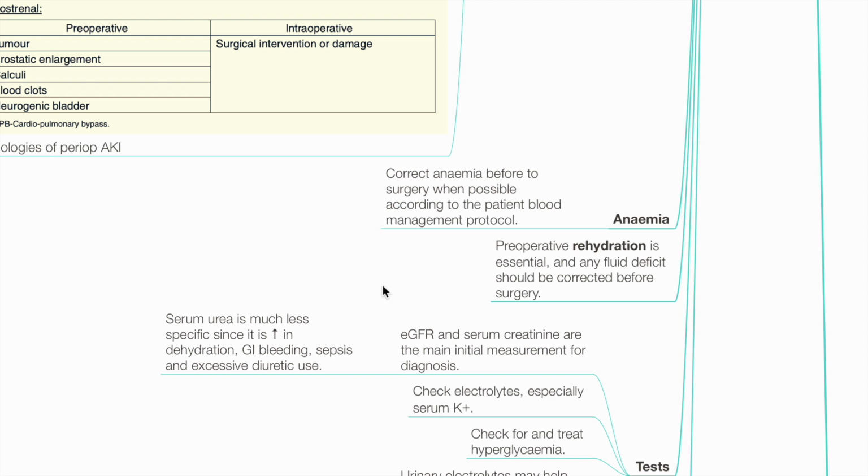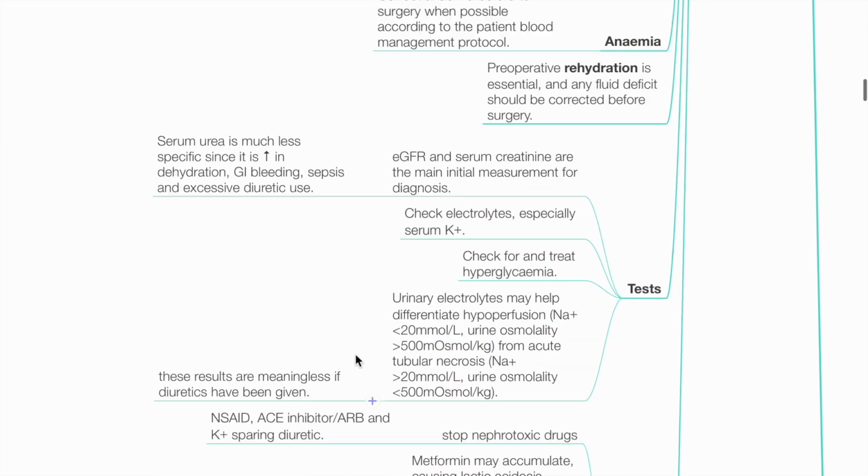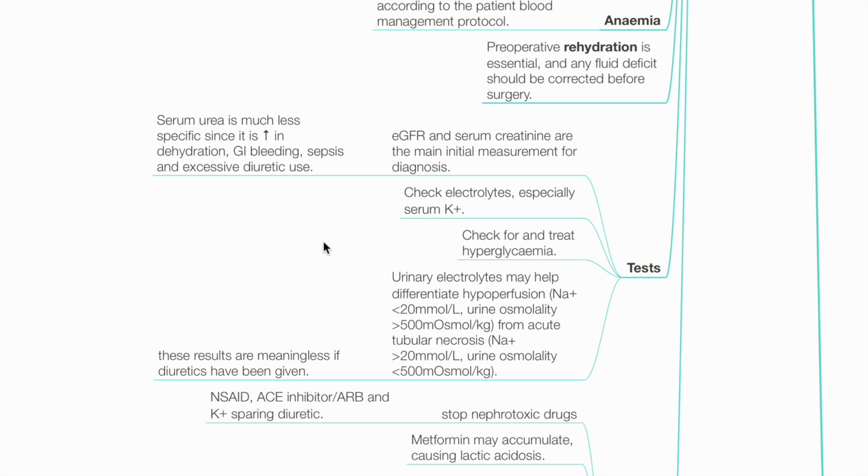Correct anemia before surgery when possible according to patient blood management protocol. Preoperative rehydration is essential and avoid fluid deficit. Useful tests include eGFR and serum creatinine, which are major initial measurements for diagnosis of AKI. Serum urea is less specific as it is increased in dehydration, GI bleeding, sepsis, and excessive diuretic use.